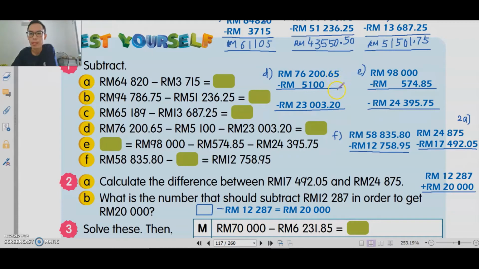Okay, 5 minus nothing is 5. 6 minus nothing is 6. Decimal point you copy. 0 minus 0 is still 0. 0 minus 0 is still 0. 2 minus 1 is 1. 6 minus 5 is 1. 7 minus nothing is 7. And then your RM. Now you have to arrange the numbers correctly according to their place value.